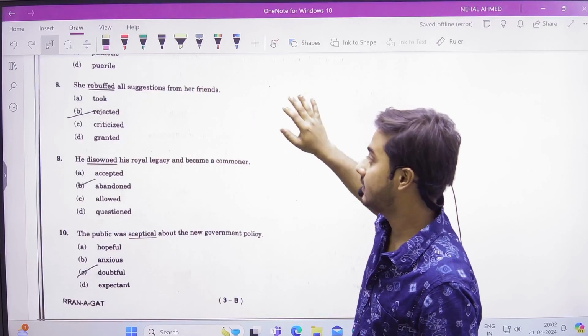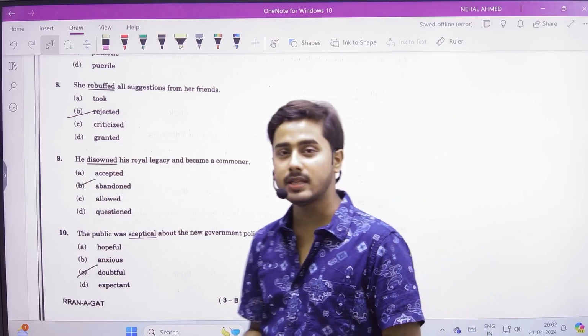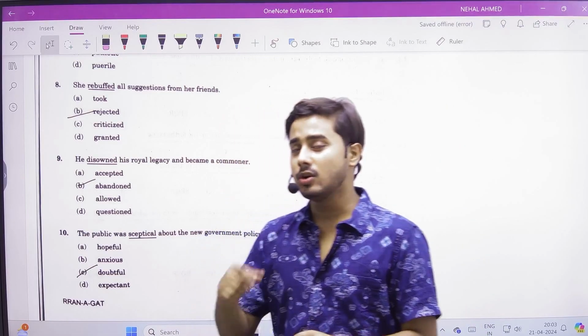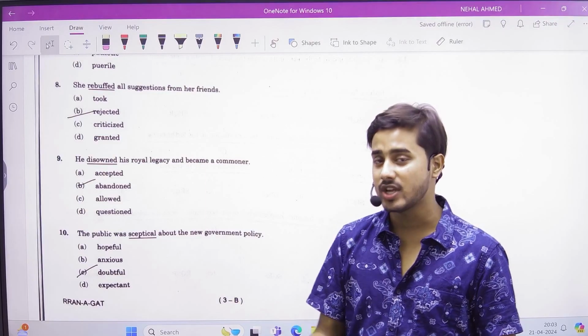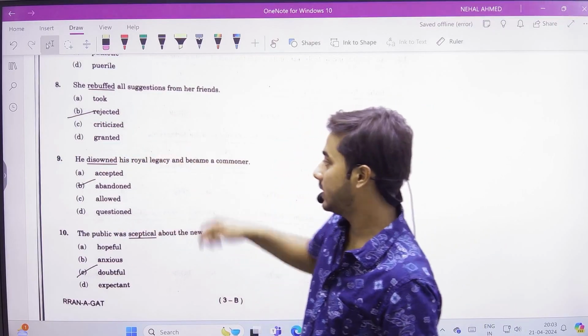Speaking about the next sentence, she rebuffed all suggestions from her friends. So rebuffed means not accepting. Not accepting can also be termed as rejecting. So thus rejected is the word that goes with it.